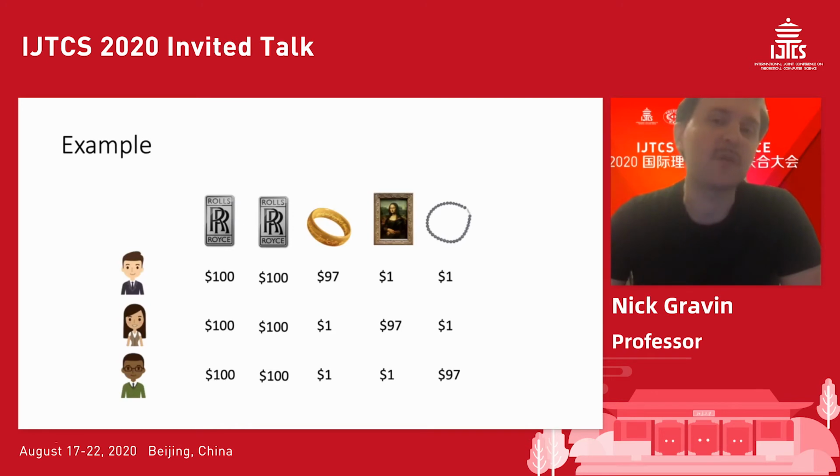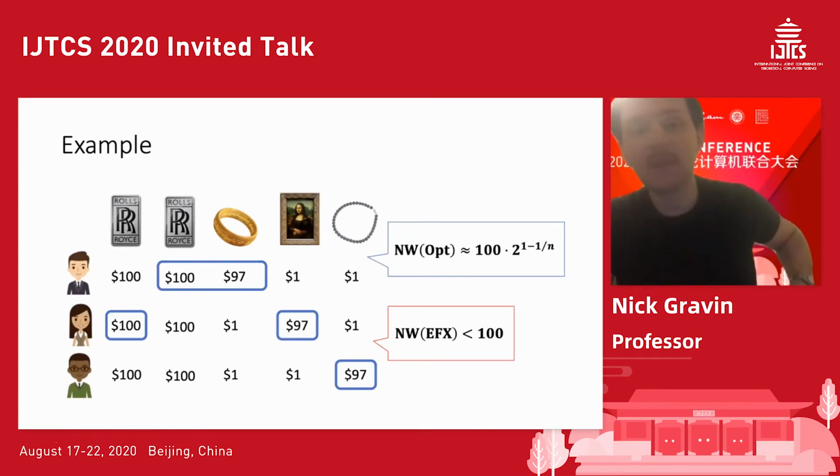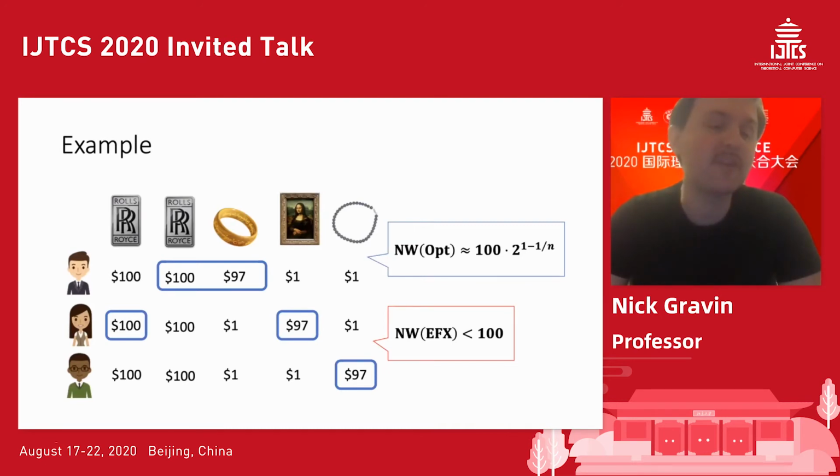But we have n-1 of them, so we cannot give every agent exactly one Rolls-Royce. And we have personalized items. So the first agent, let's say, likes rings so much. The second agent likes paintings very much, almost as much as Rolls-Royces. And the third agent likes necklaces very much. Okay, so in this setting, what do we have? The optimum is to give everyone their beloved personalized items and just assign n-1 Rolls-Royces in an arbitrary way.